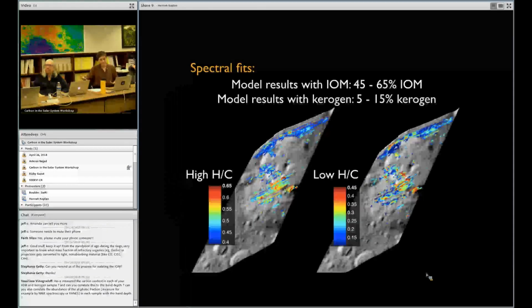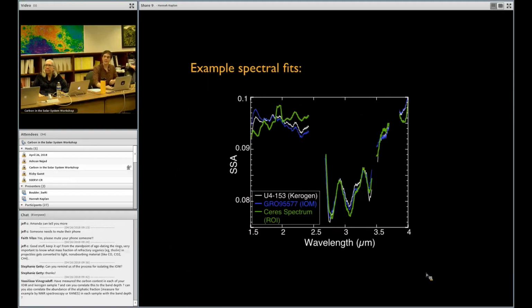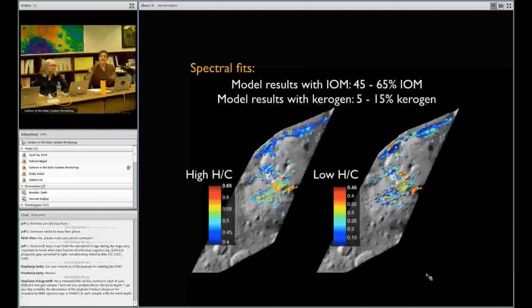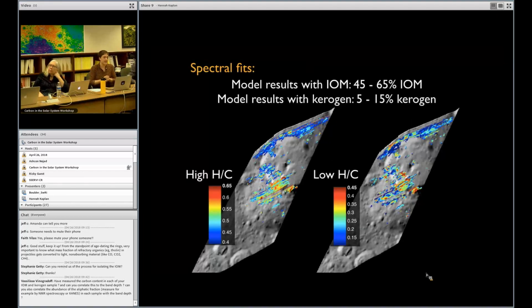So we can do this for big regions, and we can understand how much IOM or how much Kerogen is needed to fit that spectrum. How much is going to depend on the composition of the end member. These things are not in a vacuum. We don't know the H/C at Ceres, so we can measure a range of values.